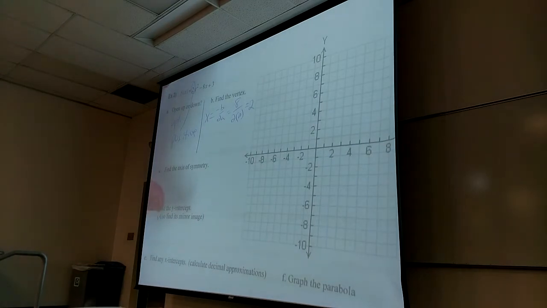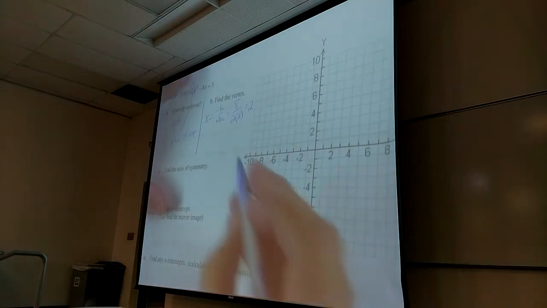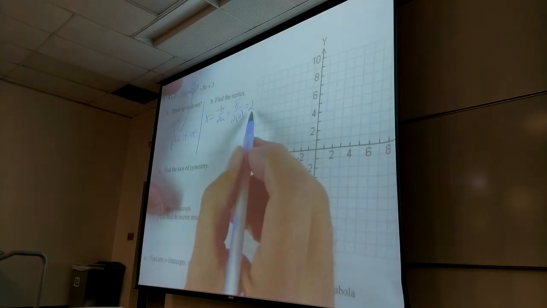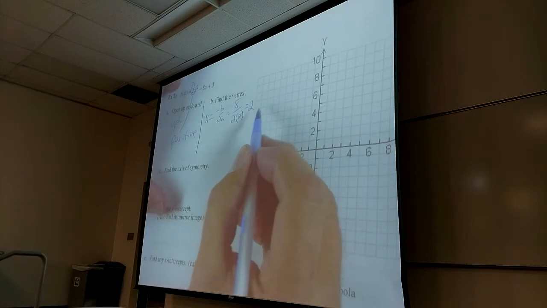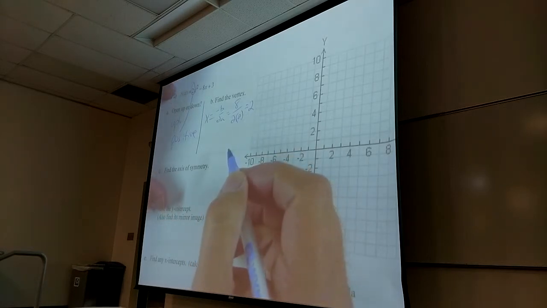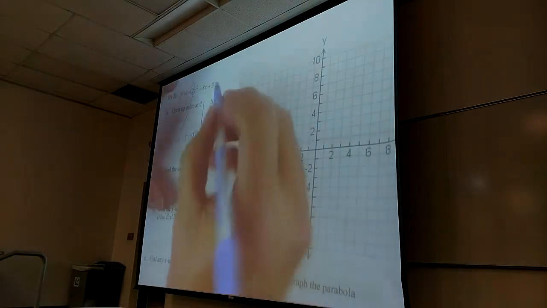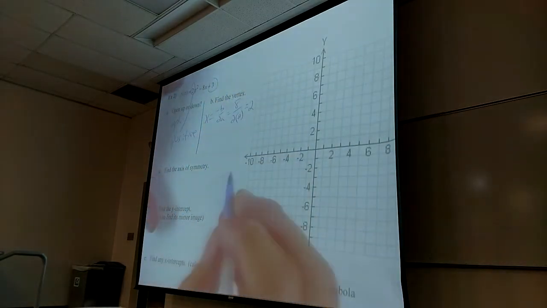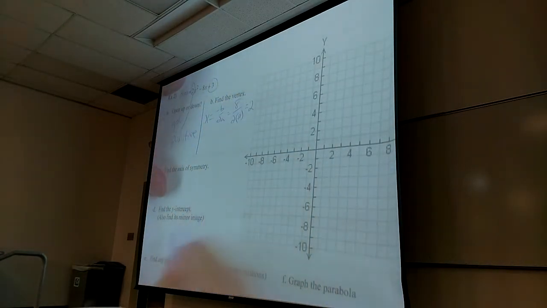And the vertex is a point, of course. How do I get the y piece? Now what would the 3 be? What would this be? Y-intercept. So here's the y-intercept. The y-intercept is 0, 3.